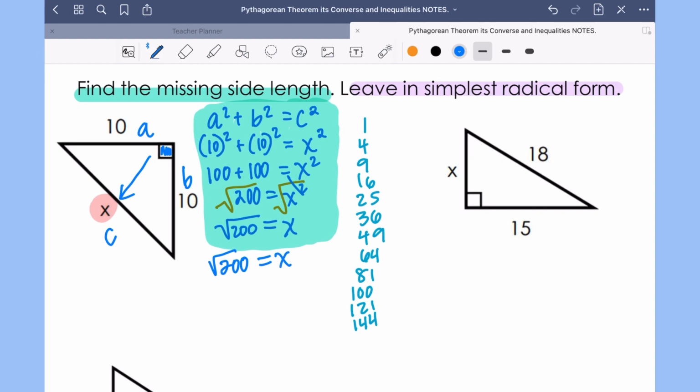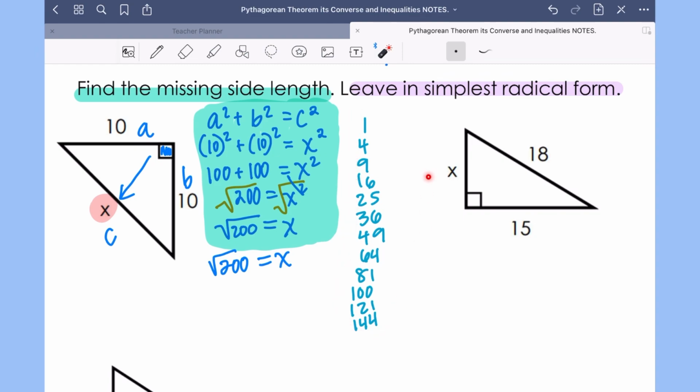We have to simplify it, and that's where the perfect squares come in. That's why I wrote them here on the side. So this was the lesson we did before this, okay? So we got to use those skills. If you haven't seen that video, go back and watch it if you were absent. And fill in your notes, okay?